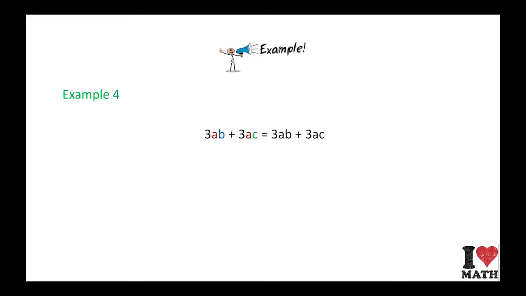Going further to our fourth example, we have 3ab plus 3ac. Now you can see two groups of letters. In the first one you have ab and the second group is ac. Now because the letters are different in both groups, ab and ac, you can't add them. The result is going to be exactly the same, 3ab plus 3ac, because the letters in both groups are different.